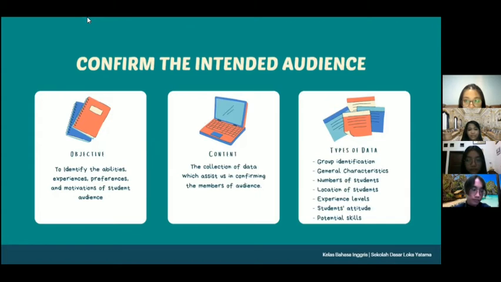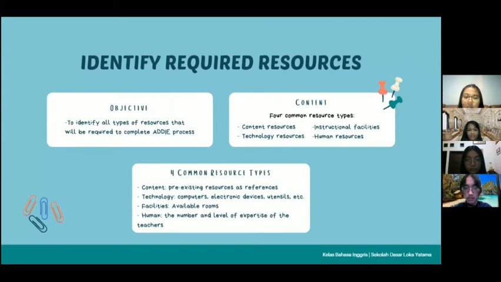Okay, next is to confirm the intended audience. The objective is to identify the abilities, experience, preference, and motivation of the student audience. For the content, it is the collection of data which assists us in confirming the members of the audience. The types of data are: first, group identification; second, general characteristics, number of students, location of students, experience level, student attitude, and potential skill. Next, identify required resources.